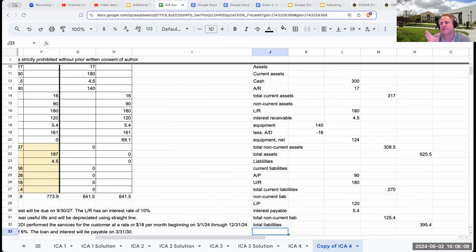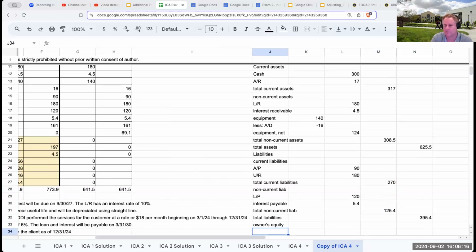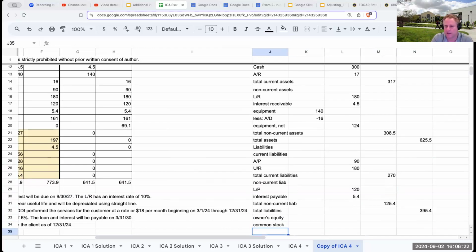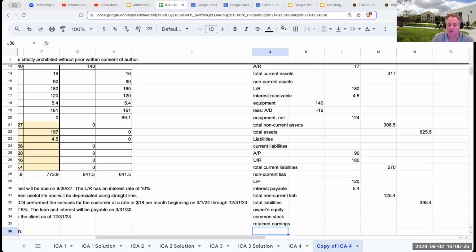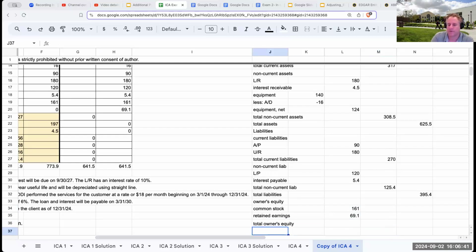Now, when we're doing a classified balance sheet, we're only concerned with the assets and liabilities. The owner's equity, or stockholders' equity, really doesn't change. So for my owner's equity, I'm just going to have two accounts for right now, common stock and retained earnings. My common stock was at 161. My retained earnings were at 69.1. So my total owner's equity is going to be 230.1. Now, am I done yet?